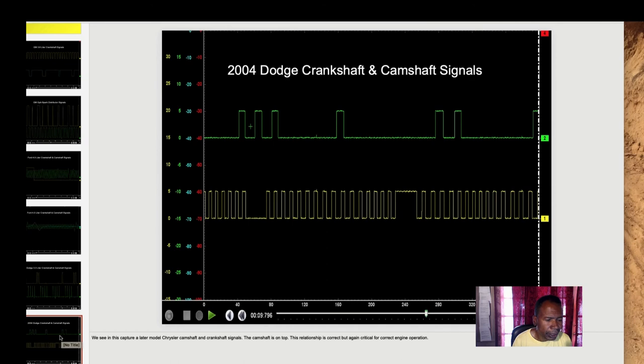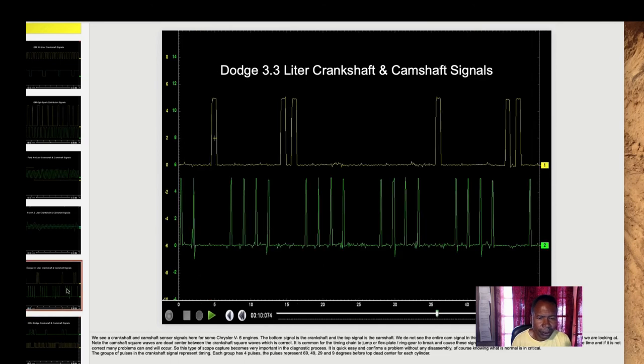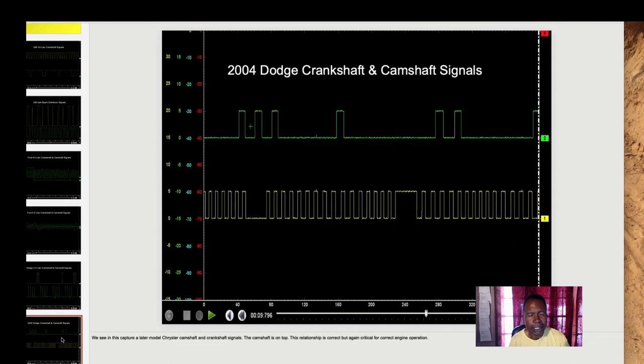The next one is a 2004 Dodge crankshaft and cam. Again, the one with fewer signals is the cam. This is a crank. Another known good signal. As you can see here, this is a known good signal. You can see how it rotates from low to high. This is a good alignment. Camshaft, crankshaft, this is also a good signal with this 2004 Dodge crankshaft and cam signal.